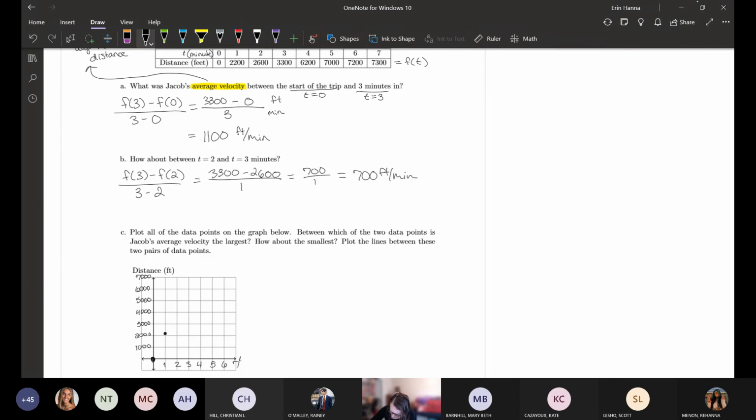2,600, so just about a little more than halfway between the 2,000 and 3,000. 3,300, so just above 3,000. And then all of a sudden we're at 6,200. So at 4, we're just above the 6,000 mark. And then 7,000, so we're right on the edge there. And then these last two are just slightly off the graph here.